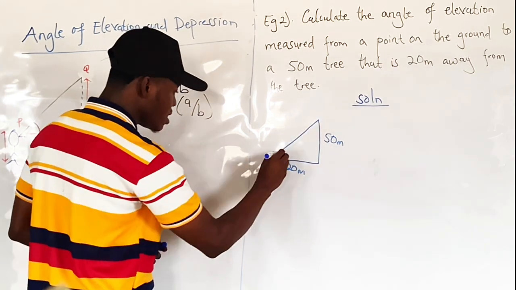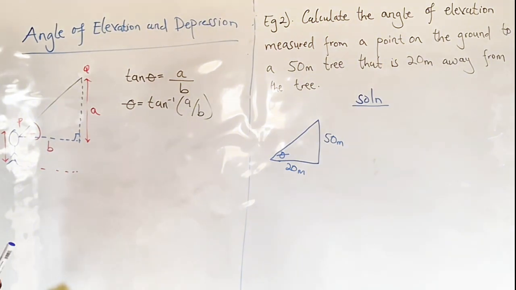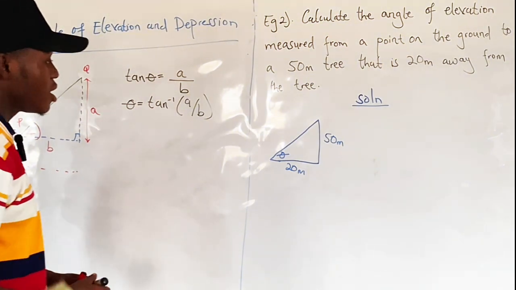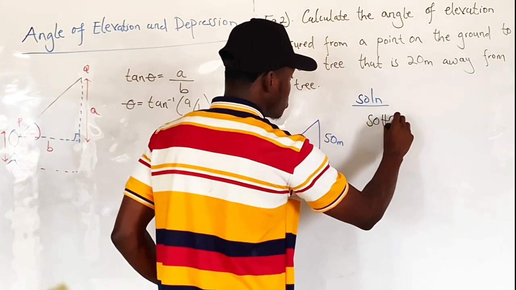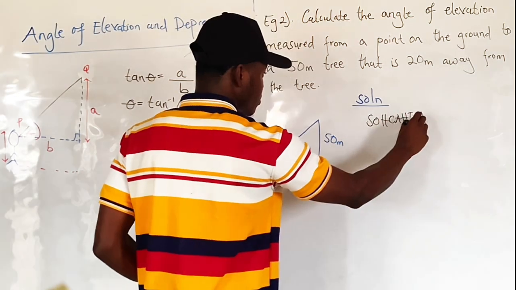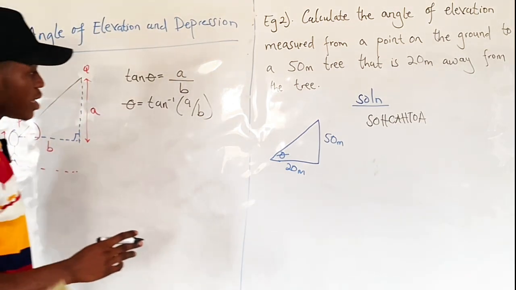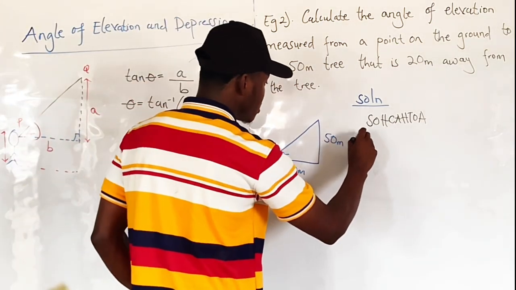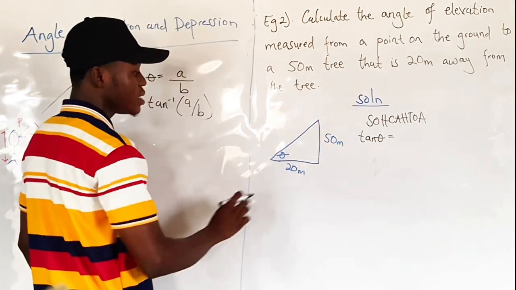The angle here is what we are looking for. This becomes our angle of elevation. So let's look at it. From the same SOHCAHTOA, the appropriate trigonometric ratio is still tan. To find the angle, tan of the angle theta is equal to opposite.